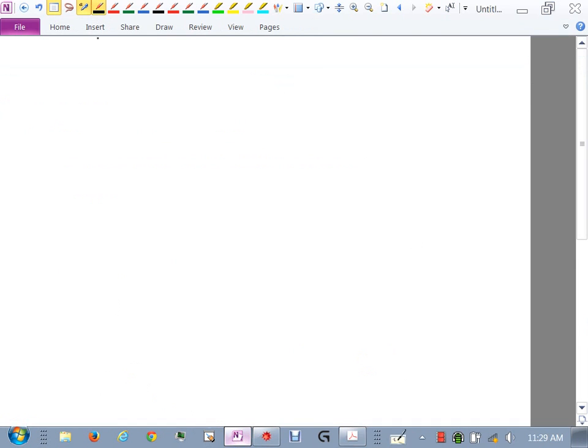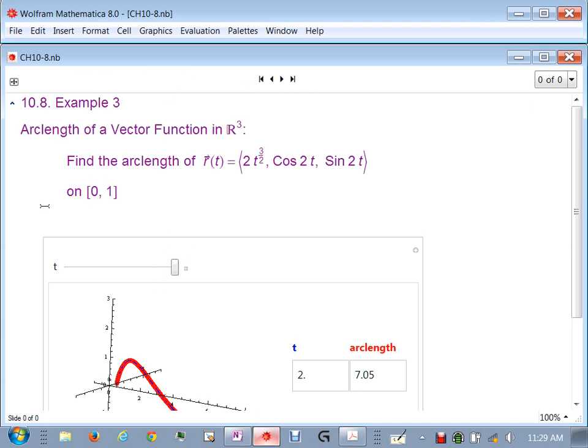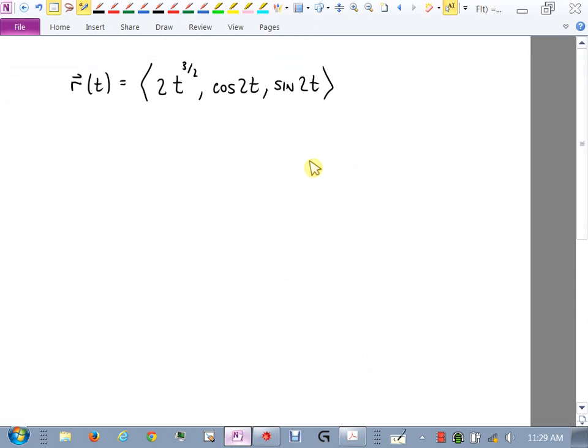So the vector function r of t is 2t to the 3/2, cosine 2t, sine 2t. And then it says in the problem, on 0, 1, which means what? That's my values for t, right? t is 0, t is 1. So a is 0, b is 1.